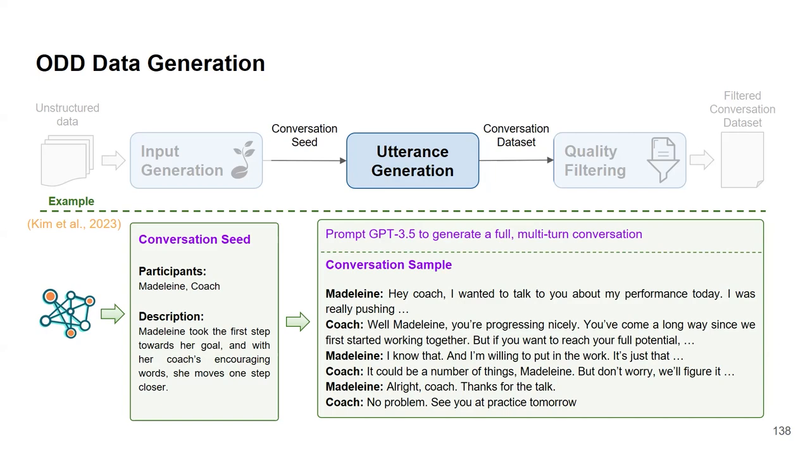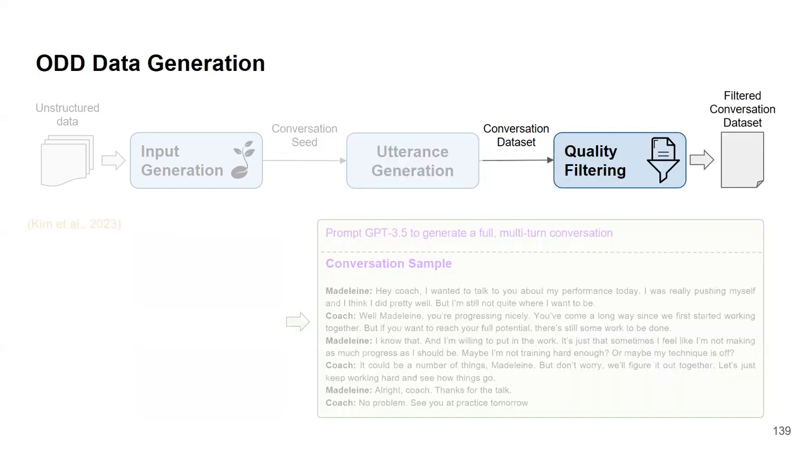Okay, in the utterance generation, the main focus is to convert this conversation seed to the conversation sample. Here we can see that the description generated based on the triplet of the knowledge graph is converted to the multi-turn conversation. And the last step is the quality filtering, as we mentioned, which eliminates the samples that do not have the main features of the open domain systems.